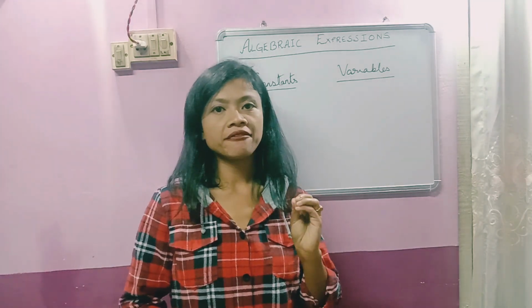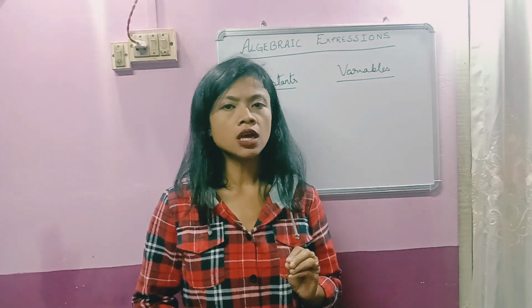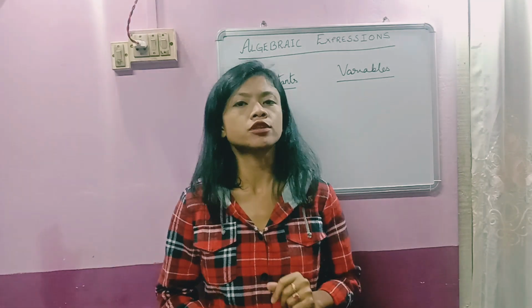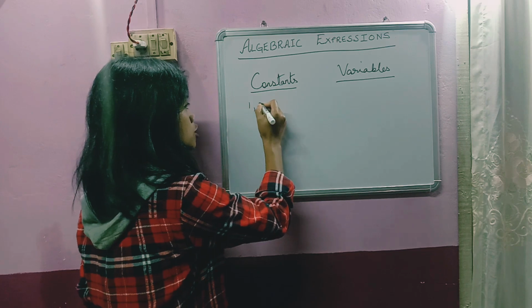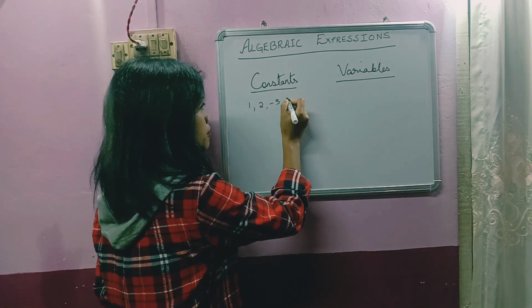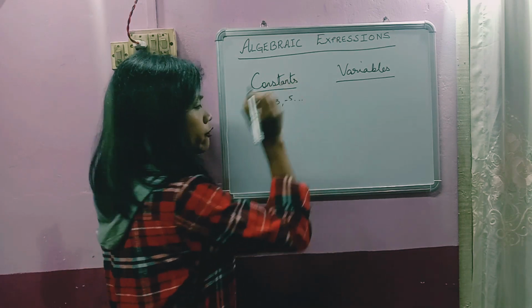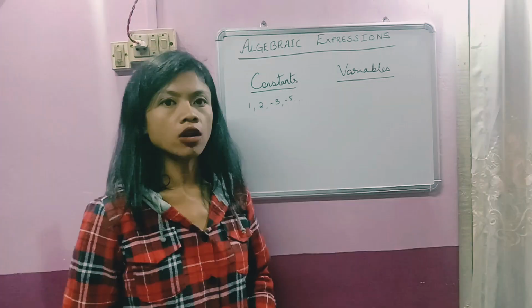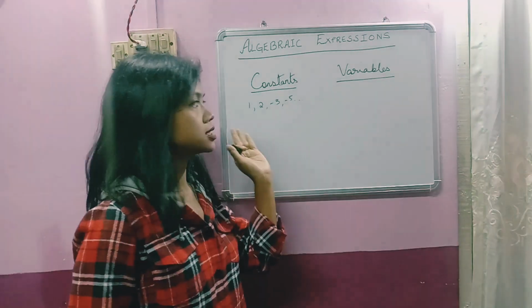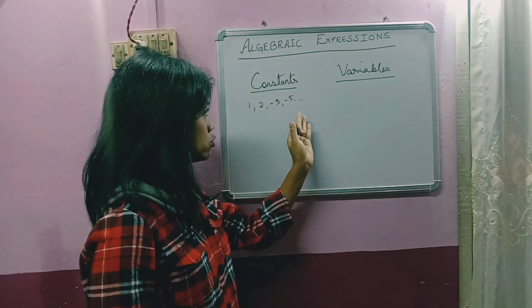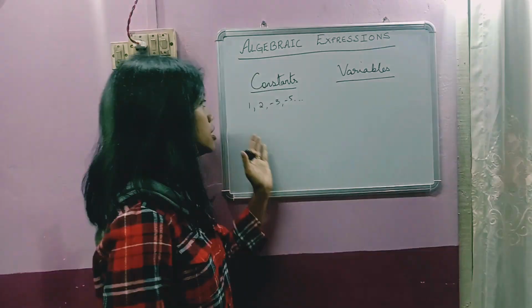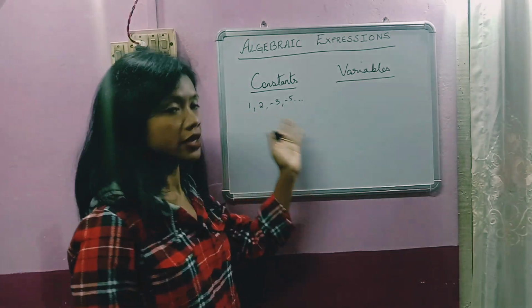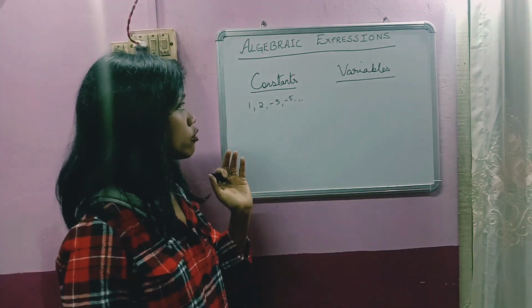Now constants, they are the quantities which have fixed values. For example, all the numbers that we use in arithmetic, they are all constants. For example, 1, 2, -3, -5, and so on and so forth. These are all constants. Why? Because these values do not change in any situation. They remain fixed, which means they have a fixed value. That is why they are called constants.